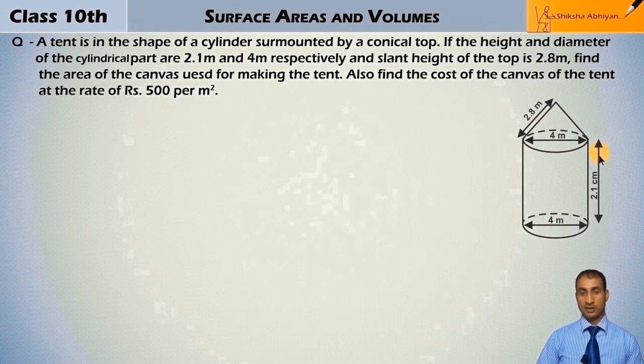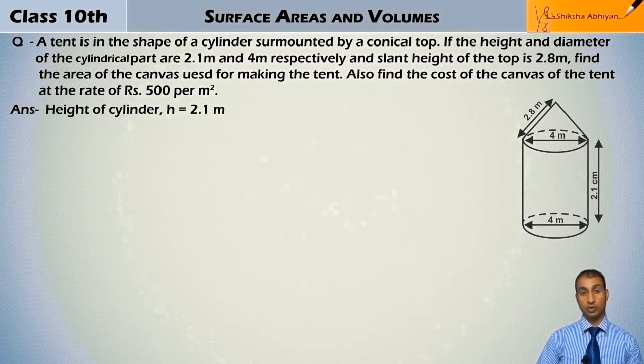Now see the figure. This is a cylinder of height 2.1 meter and diameter of 4 meter. Also a conical top of diameter 4 meter and the slant height of 2.8 meter. Now height of cylinder h is equal to 2.1 meter and radius of cylinder r is equal to 4 by 2, that is half of diameter, is equal to 2 meter.